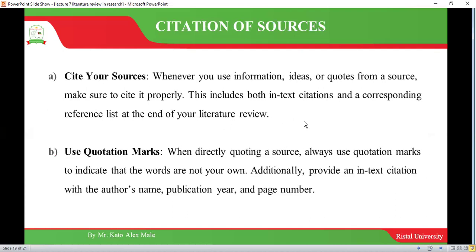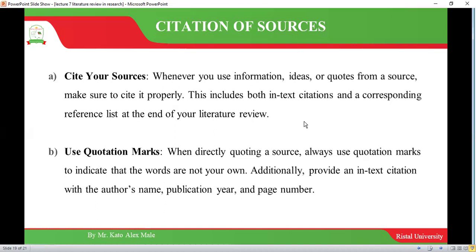Then citation of sources. I think this is the last part that we are considering. You must cite your sources. Whenever you use information or ideas from a source, make sure you cite them properly, in text and in a corresponding reference list. What we mean by in text here is that you put a reference immediately after writing about that concept. You get it? Or you can put all your references at the last page, for example. Don't worry, we shall see how you can put your reference immediately after the text or at the end to gather your given references.